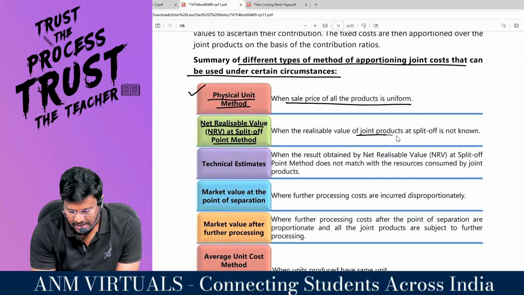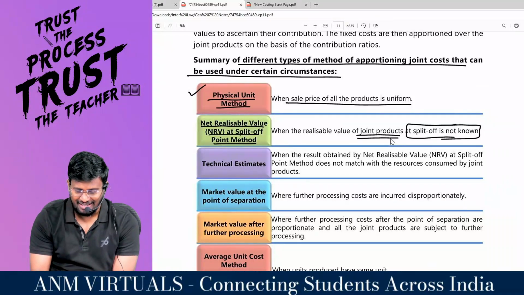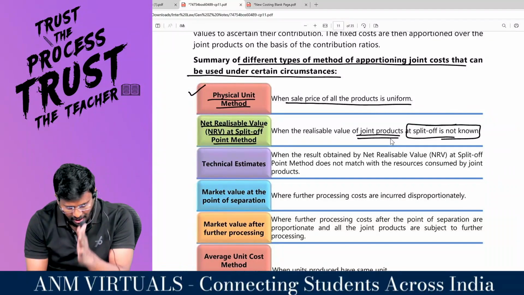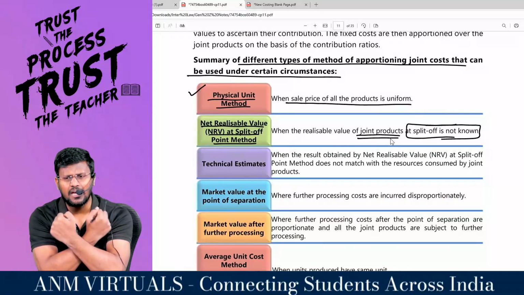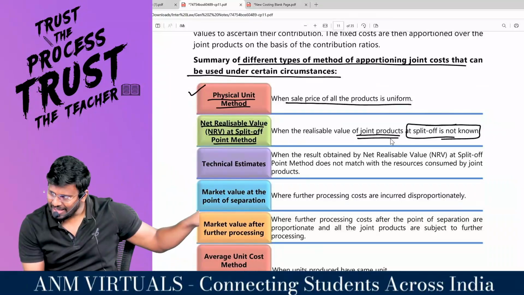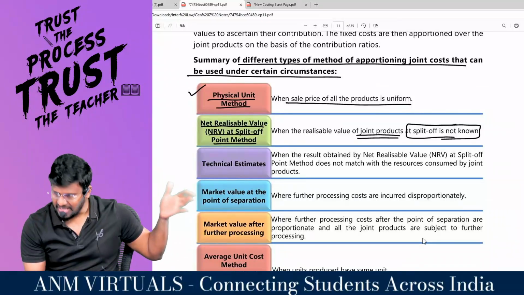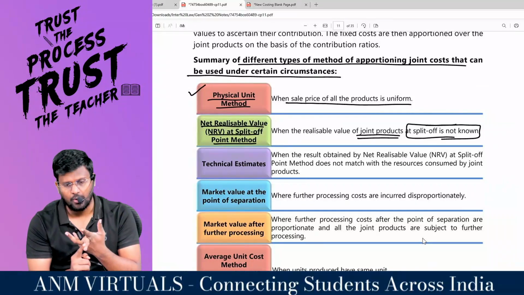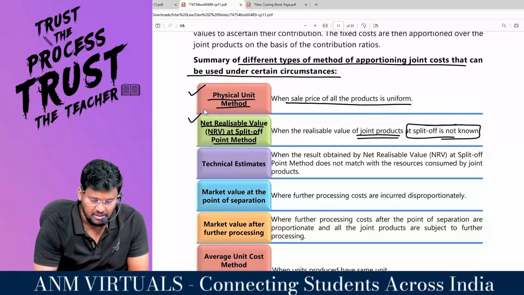Next, NRV at split off point method. When the realizable value of the joint product at the split off point is not known. That is, I can sell it only if I further process it; without processing I cannot sell it. So my hands are locked to know the NRV at the split off point. Then I only know the sale price after further processing. From that sale price after further processing, what should I minus? Minus the profit, minus the further processing cost, minus selling and distribution. I will get the NRV at the split off point. So in this circumstance this method will be used.